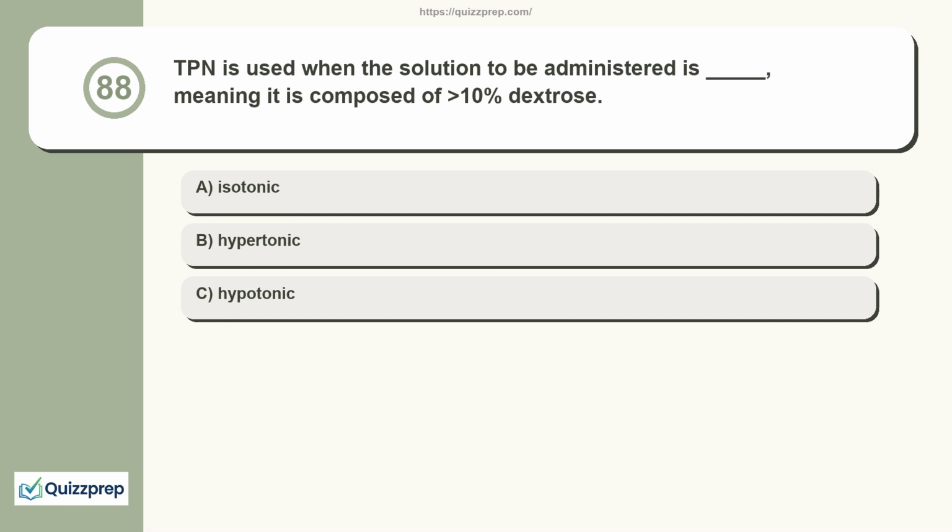Question 88. TPN is used when the solution to be administered is blank, meaning it is composed of greater than 10% dextrose. Isotonic, hypertonic, hypotonic.